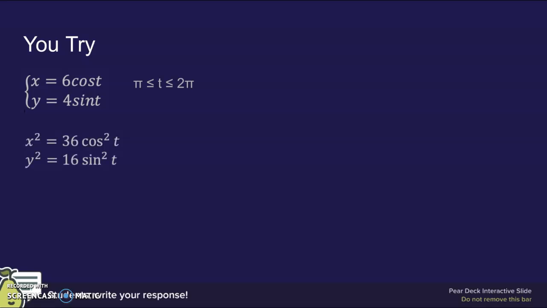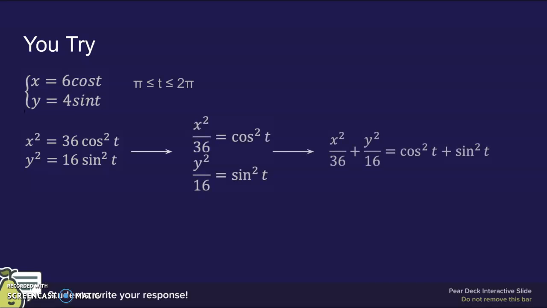All right, here's one for you to try. All right, well, just like a minute ago, I'm going to square both the top and the bottom equations. I'm going to reorganize a little bit. I'm going to add the equations. I notice that cosine squared of t plus sine squared of t equals 1, and I have another ellipse.